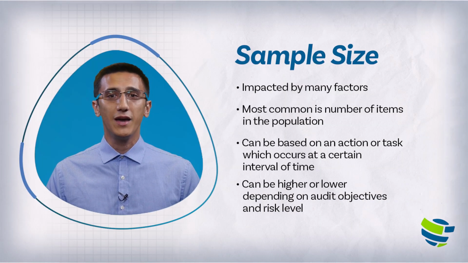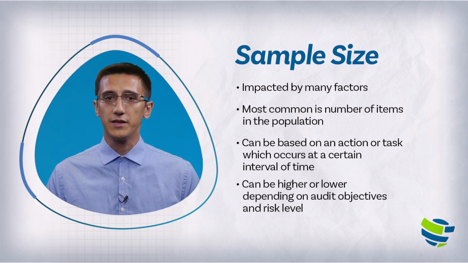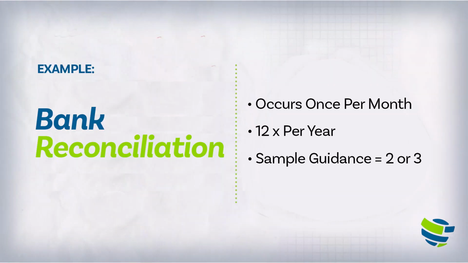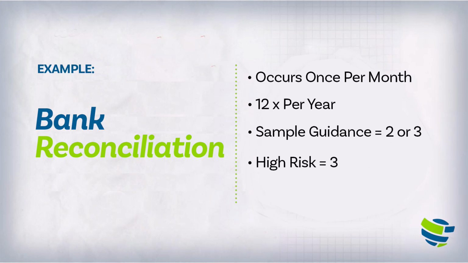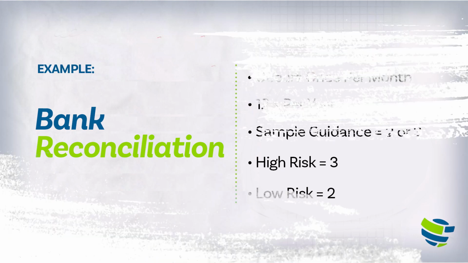Your sample size can be higher or lower depending on your audit objectives and the risk level you assign to the population you are auditing. Using our monthly bank reconciliation example from earlier, if the risk is high, you will likely need to select more samples, in this case 3, than if you had deemed the risk low. If it was low, you may only need to select 2 to achieve your audit objectives.